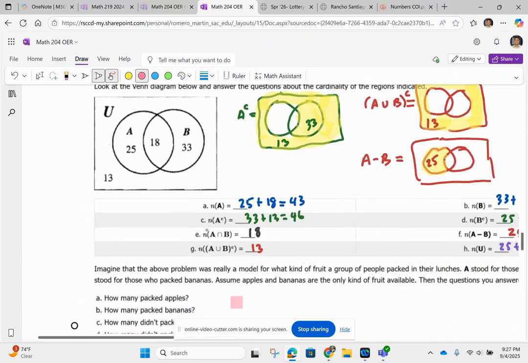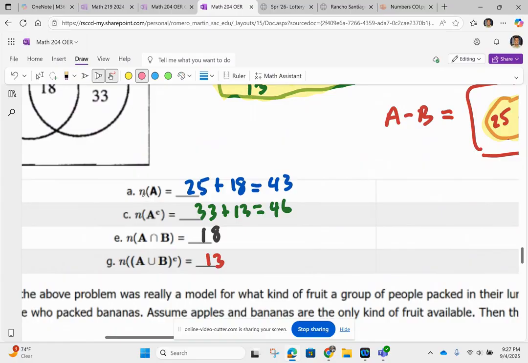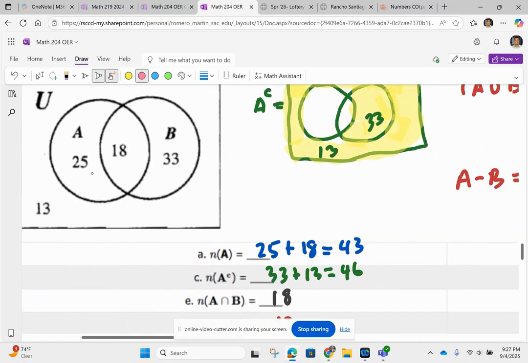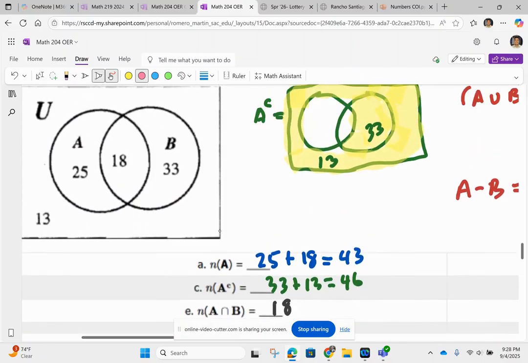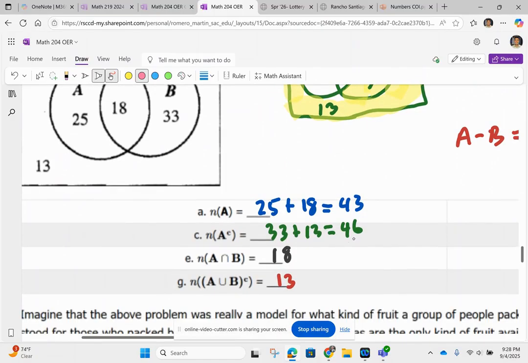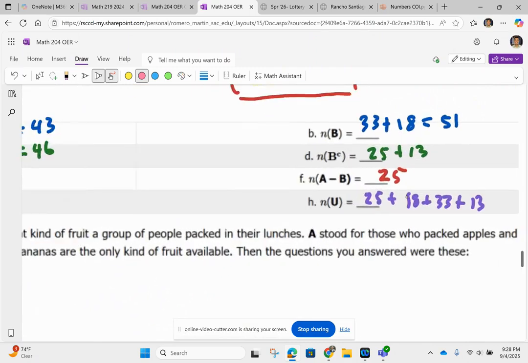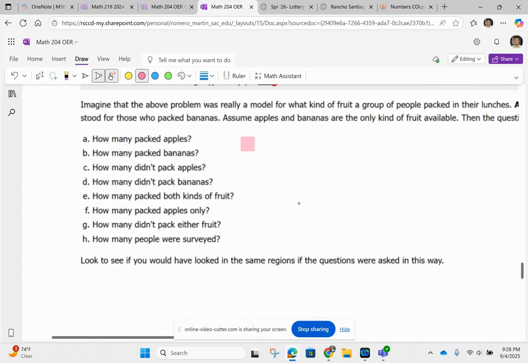Now, as we answer these questions, there's an equivalent set notation. N of set A means how many people packed apples, how many are in the A set. And so you can see the answer there, 25 plus 18 is 43. N of A complement means how many didn't pack apples. And so that's everyone outside. This 33 and this 13 did not pack apples. That's 46. So we really want to see that this notation, which looks abstract or complex, is really answering a real world question.